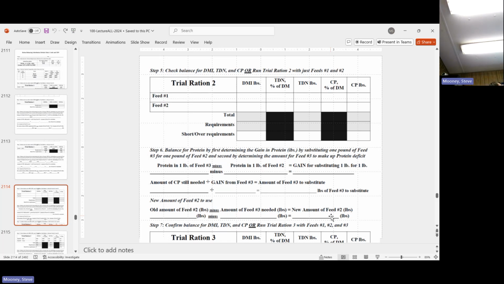Where do I get my TDN percents? Back in step 2, right? We bring them forward. Same with our crude protein numbers. We bring those forward. Where do I get my requirements from? Step 1. So requirements going across, we have our 1, 2, 3 requirements. We get those from step 1.